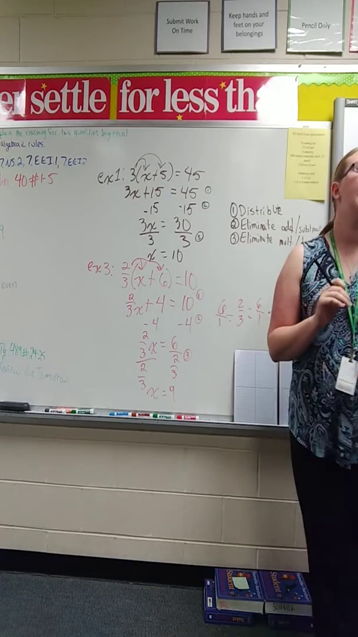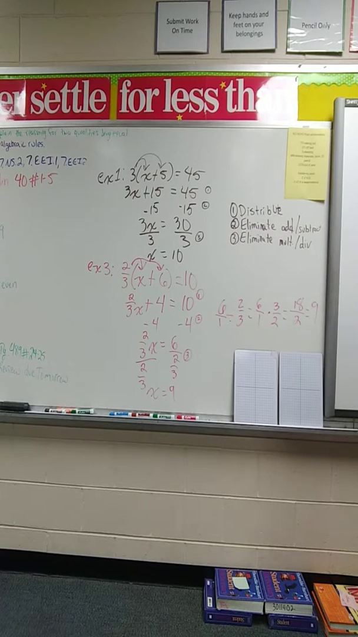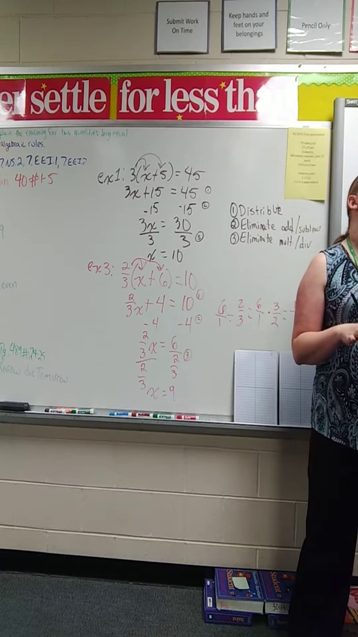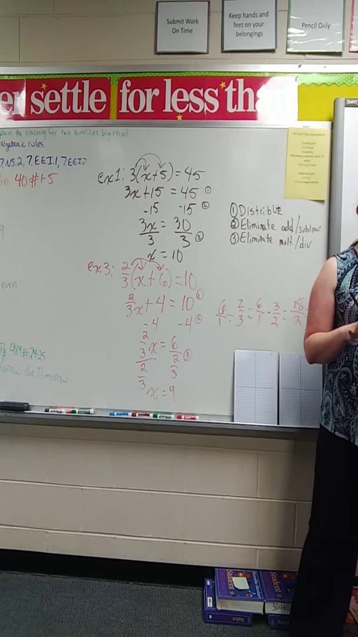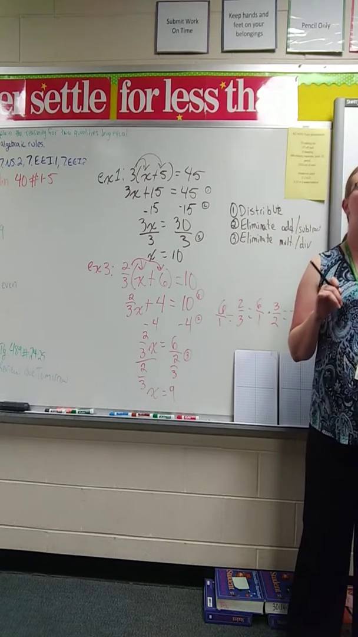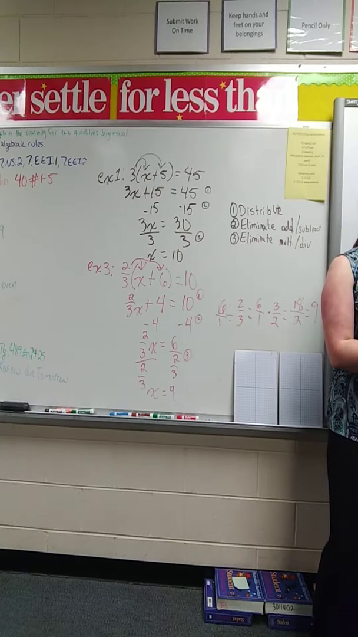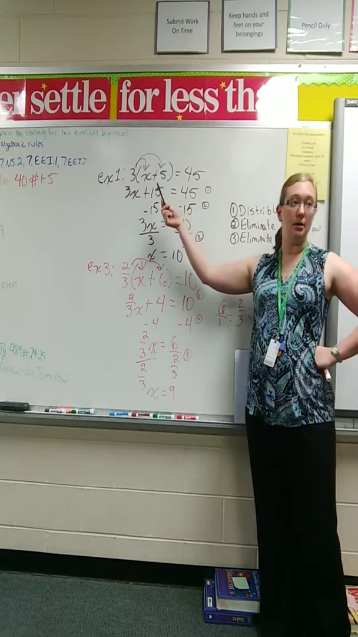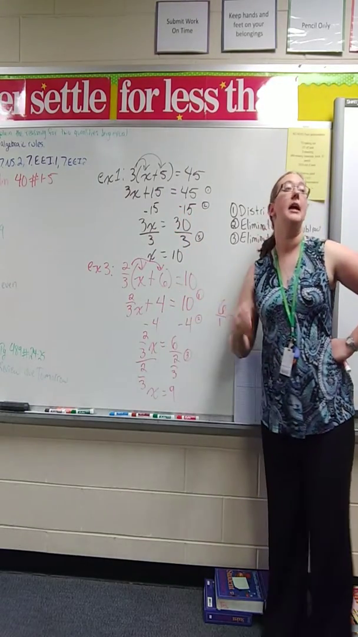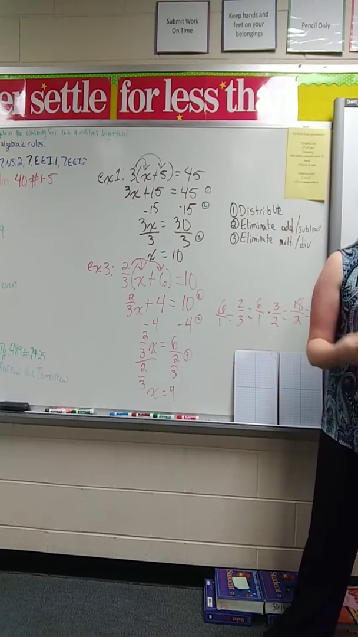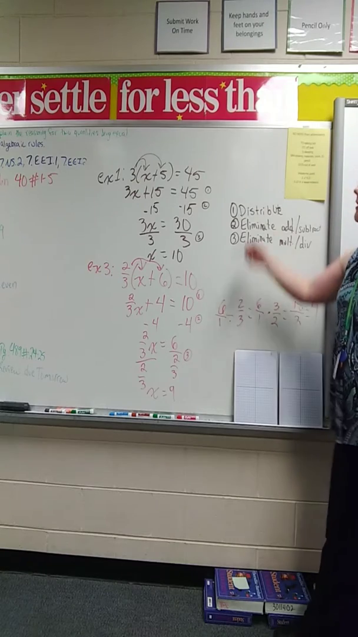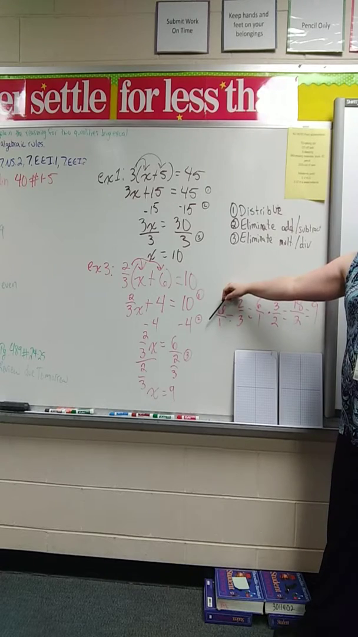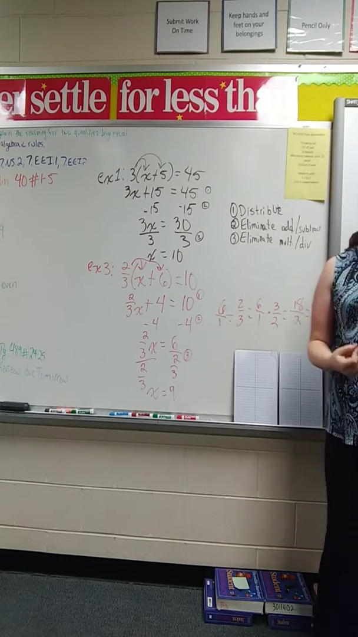Step 2 says that I eliminate any addition or subtraction. By doing that, I remove what we call an outlier. That means I take the number on the same side as my variable that's not attached to my variable, and I get rid of it mathematically. If it's a positive number, I subtract. If it was a subtraction sign or if it was negative, I would add. So here I subtract 15. Here I subtract 4.